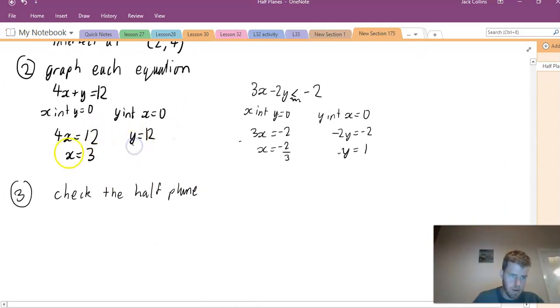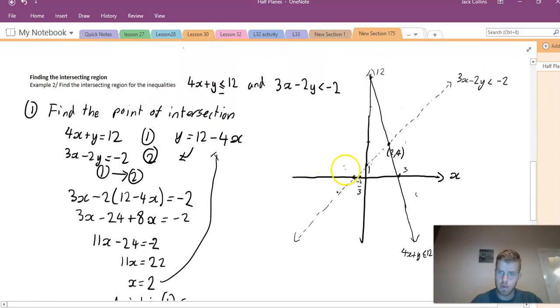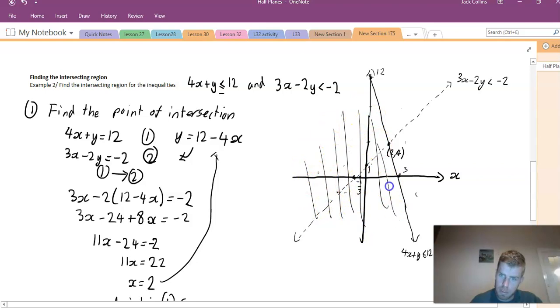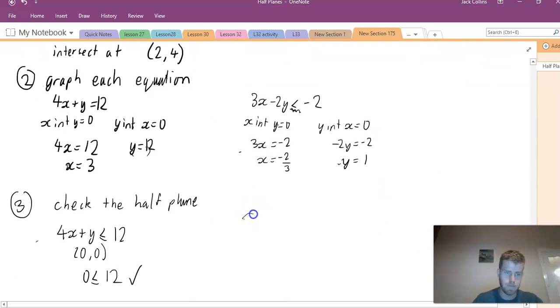So we have 4x plus y equal to or less than 12. Substituting point 0, 0, we have 0 equal to or less than 12. That is accurate. So if we're drawing our linear inequality, so if we're drawing a half plane, 0, 0 is part of that, it would satisfy. So we draw, just partially draw it there. Using different colors can be helpful here.